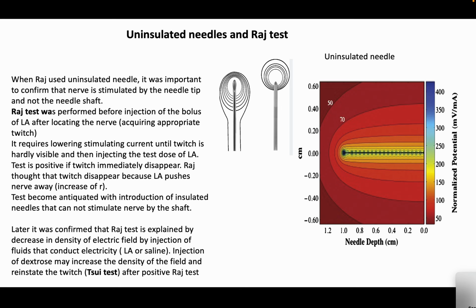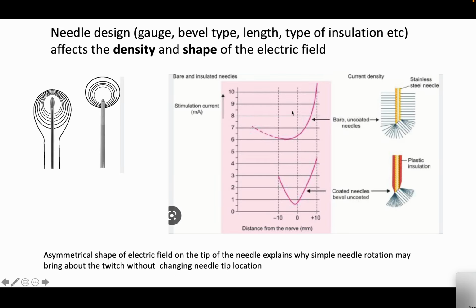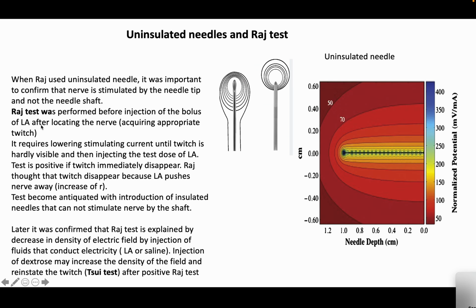Uninsulated needles and the Raj test. Raj is one of the pioneers of regional anesthesia. When he was using PNS for nerve localization, he didn't have insulated needles. And so for him, it was important to distinguish perfect contact between needle tip and nerve from accidentally stimulating the nerve by the shaft. You see there's some electric field here, so if there is a nerve here, he could still stimulate the nerve, especially knowing that we use much higher current when we use an uninsulated needle. So he came up with this Raj test.